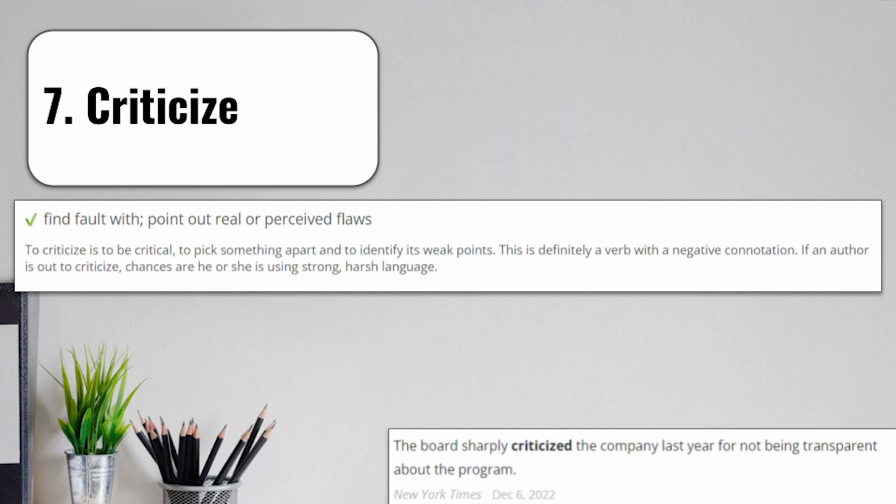Term number 7 is criticize. To criticize is to find fault with, to point out real or perceived flaws. To criticize is to be critical, to pick something apart and to identify its weak points. This is definitely a verb with negative connotation. If an author is out to criticize, chances are he or she is using strong, harsh language.